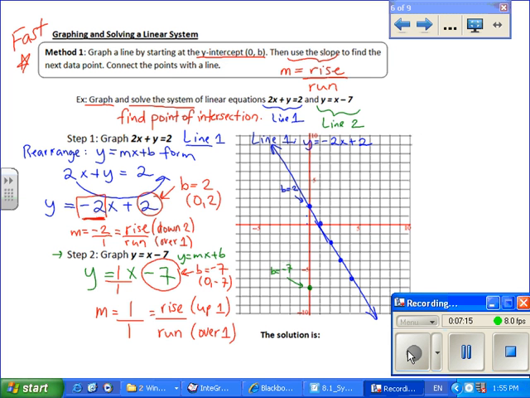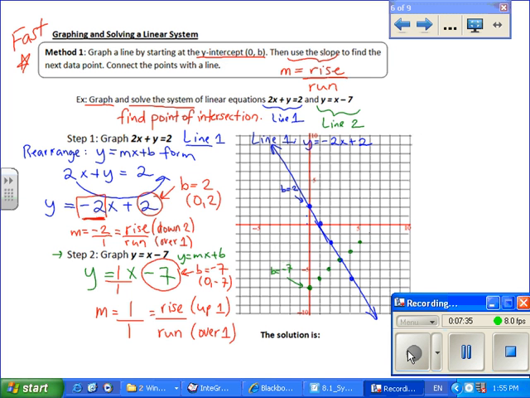From there I can use the slope to give me some more points. Starting at negative 7, I'm going to use my slope: up 1 over 1, put a data point. Up 1 over 1. Up 1 over 1. Oh, there's the solution. Up 1 over 1. Let's keep going. Up 1 over 1.